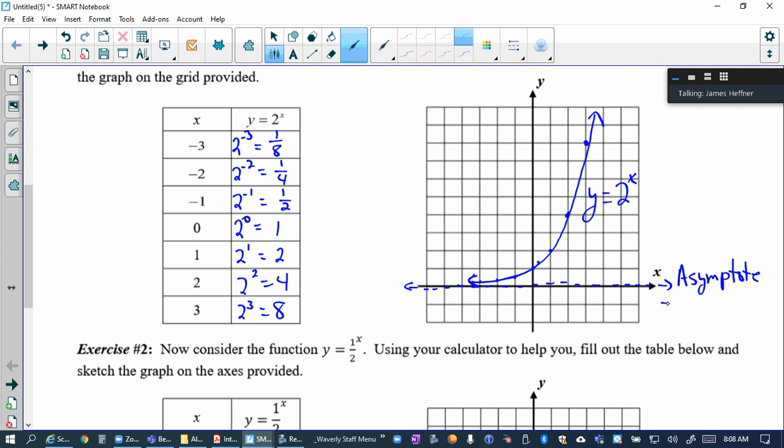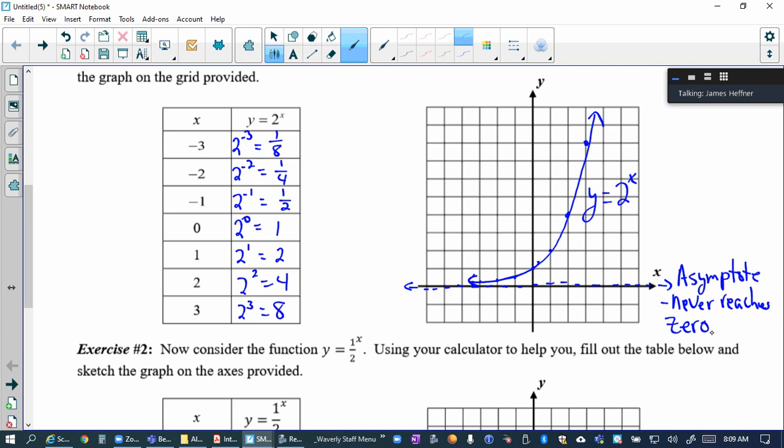Right? And this is a line that your graph, your function, will get infinitely close to, but it'll never actually reach zero. It never reaches zero going to the left. And we'll look at that a little more in a minute. It gets closer and closer and closer. Any questions on how to graph?